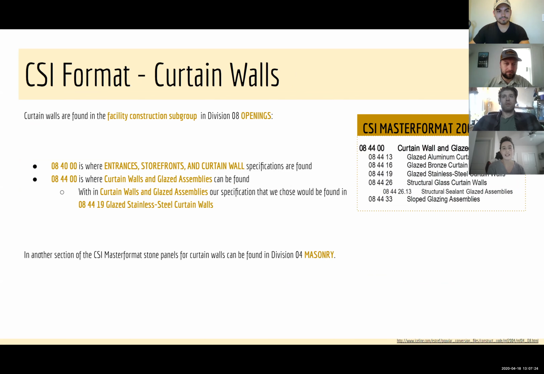So where is our specification found in the CSI master format? Curtain walls are found in the facility construction subgroup in Division 8 openings, more specifically in the entrances, storefronts, and curtain wall section. And our exact specification is found in 08-4419 glazed stainless steel curtain walls. In another section of the CSI master format, stone panels for curtain walls can be found in Division 4 masonry.